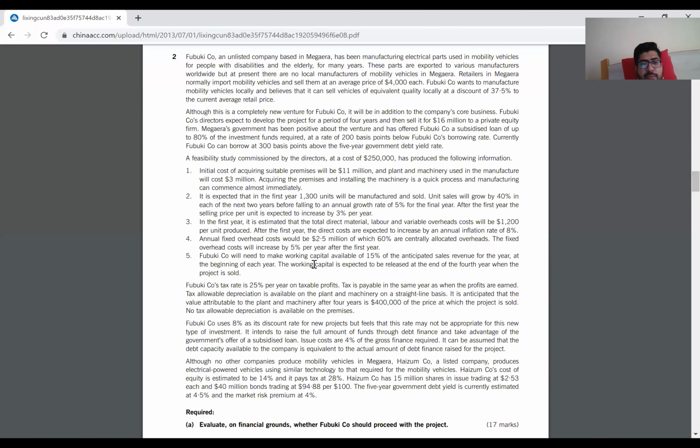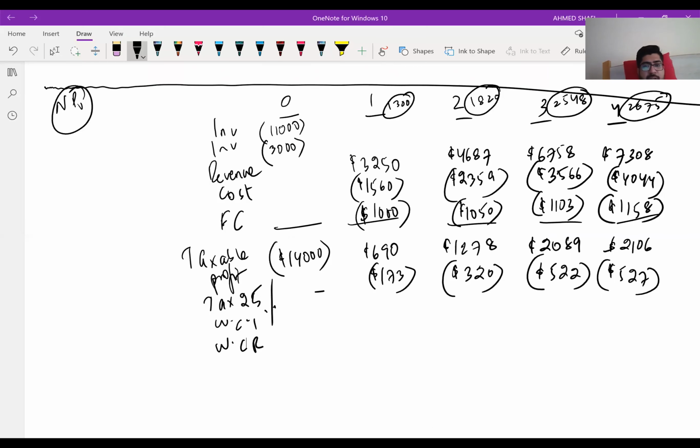For Bookie, we'll need to make a working capital available of 15% of anticipated revenue for the year at the beginning of each year. And working capital will be released at the end of the fourth year. So you need to keep working capital at 15% of anticipated revenue for the year, at the beginning of each year. So in year one, working capital will be 15% of 3250, which is 488.